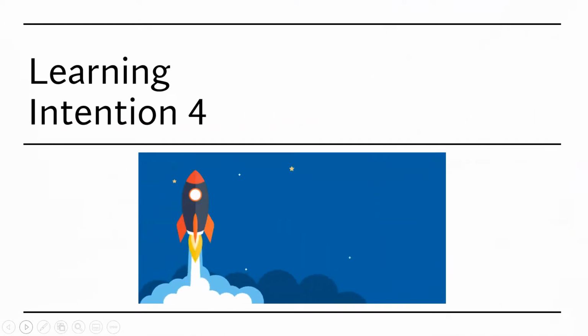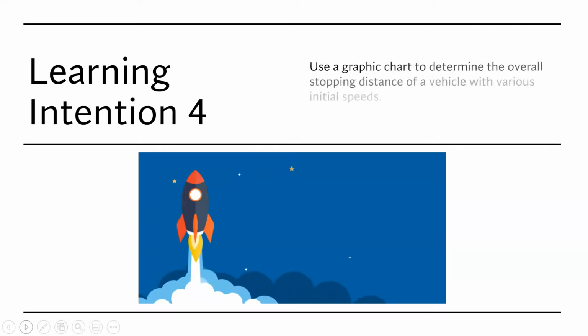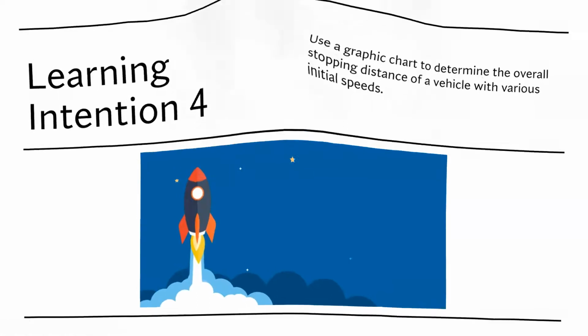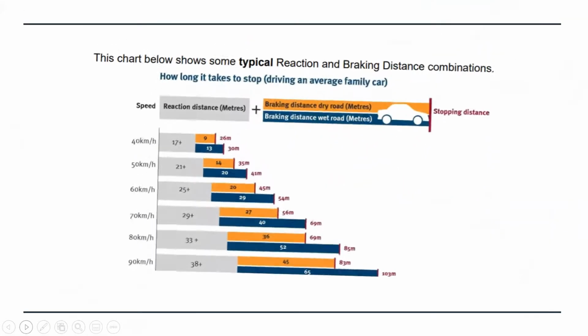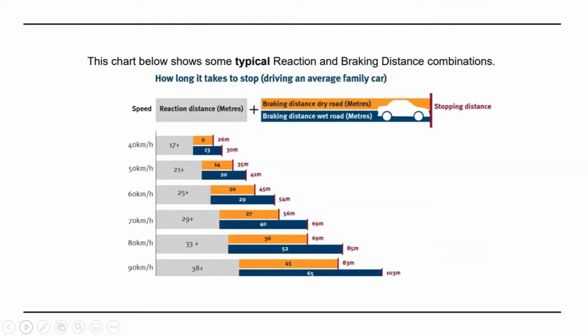Number 4. Okay, so in learning intention number 4, we're going to use a graphic chart to determine the overall stopping distances of a vehicle with various initial speeds. So if we think of our car, the faster the car's going, the longer the stopping distance is going to be. Okay, so why is that?